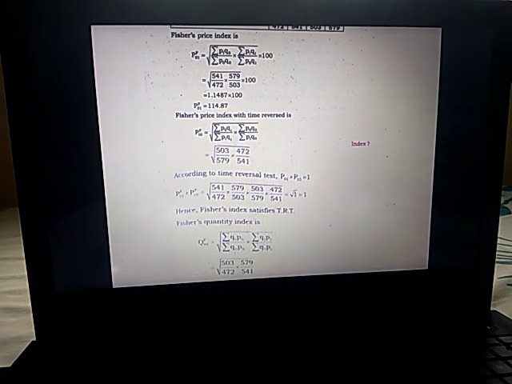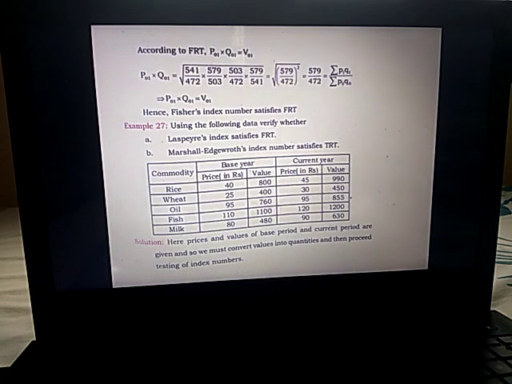Now we have to see if Fisher's index satisfies the factor reversal test. For the factor reversal test we need Fisher's quantity index number, that is Q01 to the power F, which is root under summation Q1 P0 divided by summation Q0 P0 into summation Q1 P1 divided by summation Q0 P1. We have all the values calculated, we will substitute them. Then according to the factor reversal test, P01 into Q01 should be nothing but V01. We have already calculated P01. Now we calculate Q01. We'll substitute all of those and simplify the terms.